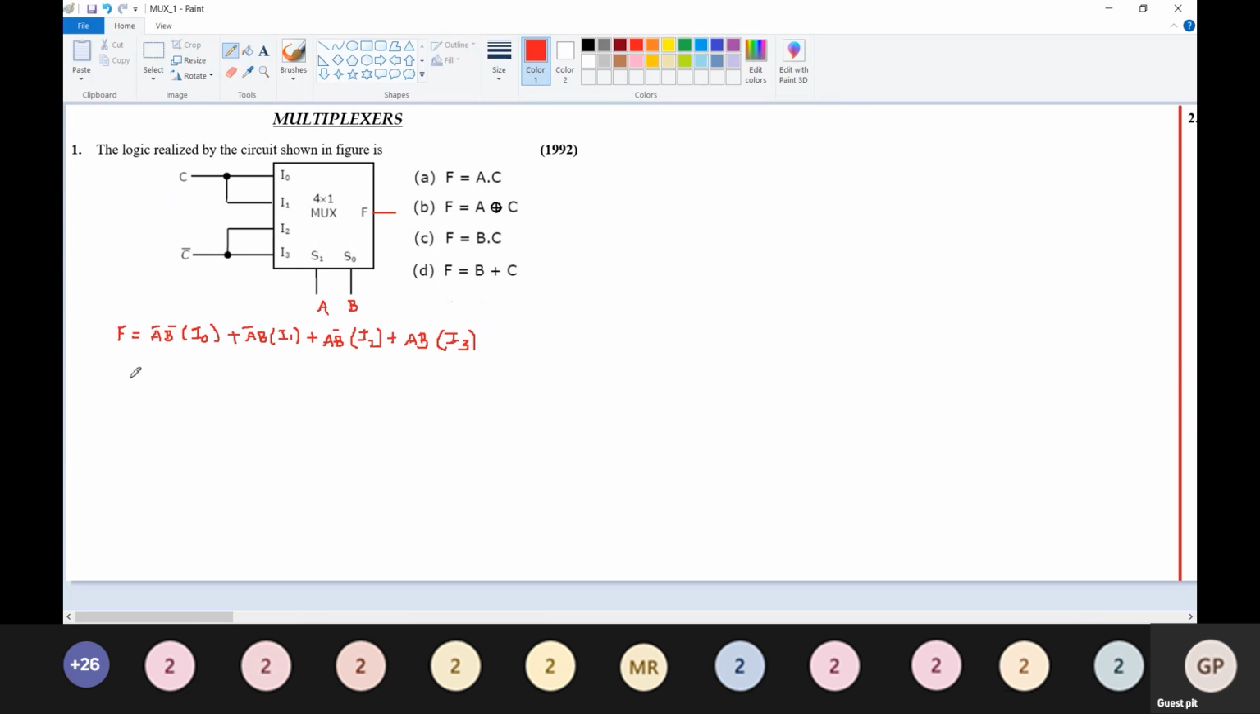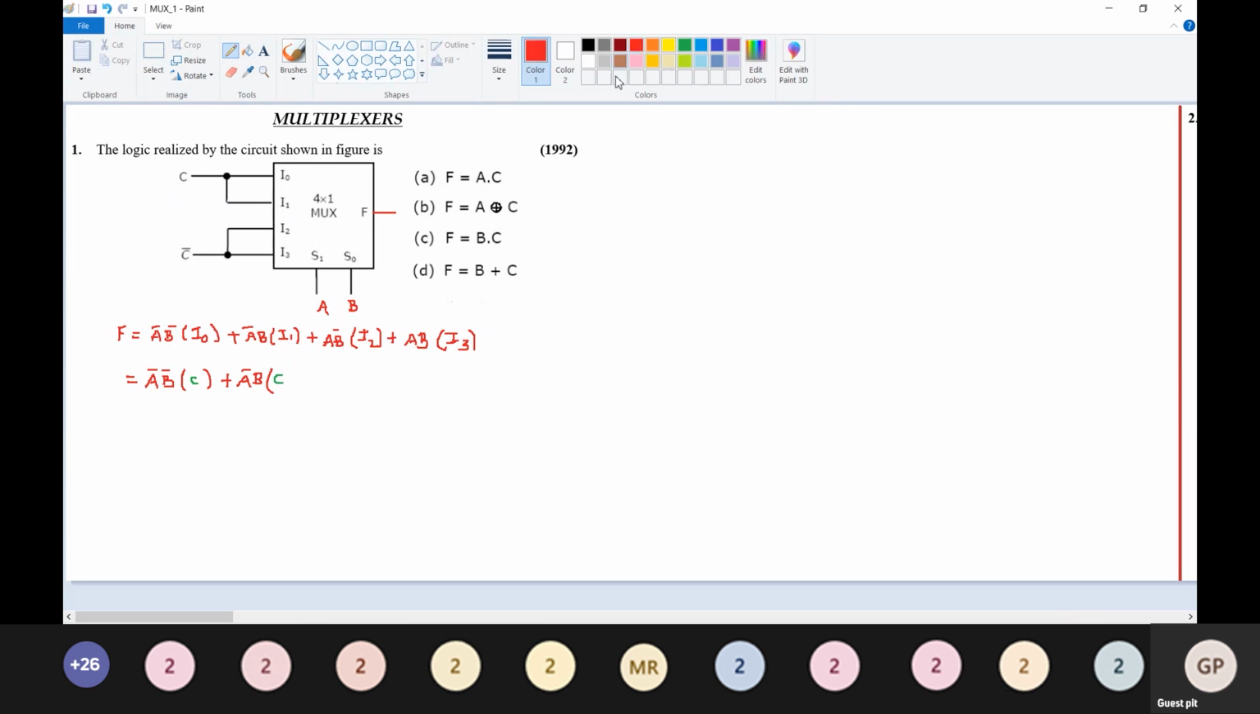This is the general expression. Here we have to look at what the inputs are. So we'll write the corresponding inputs for I0, I1, I2, and I3. These are the selections A dash, B dash, and I0. I0 here is nothing but C, plus A dash B into I1. I1 here is also equal to C.